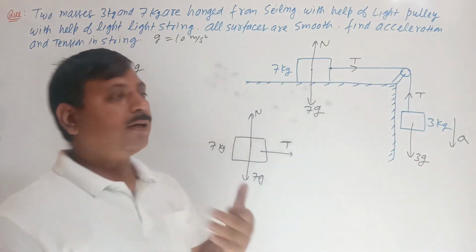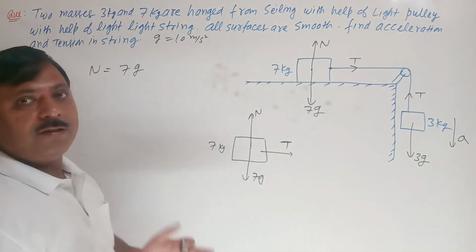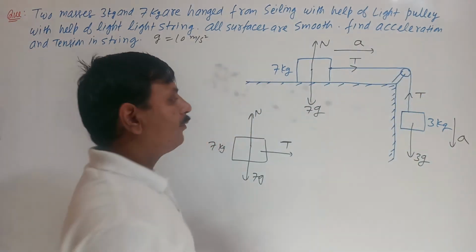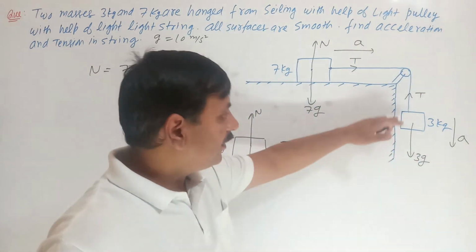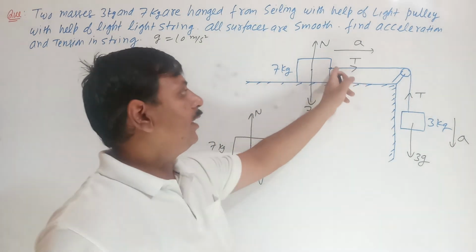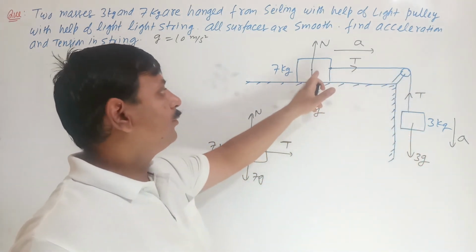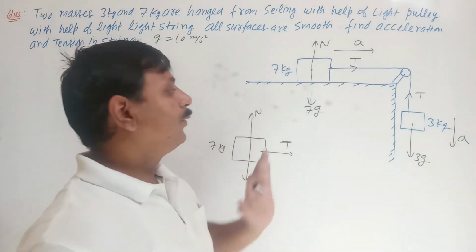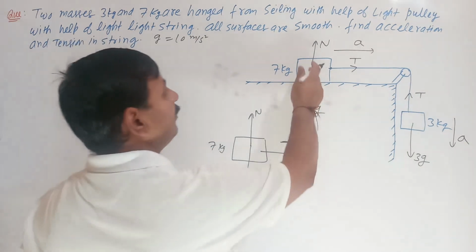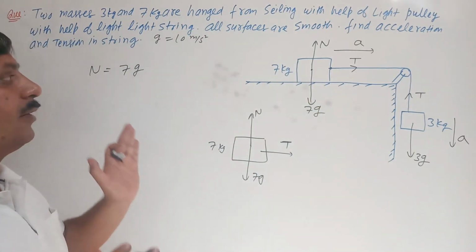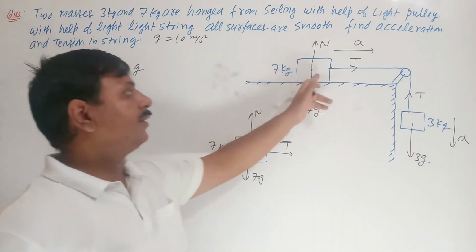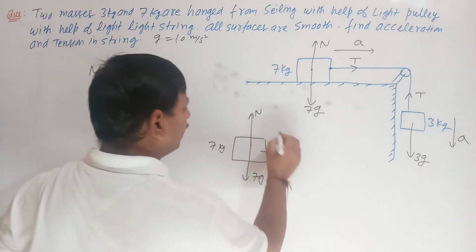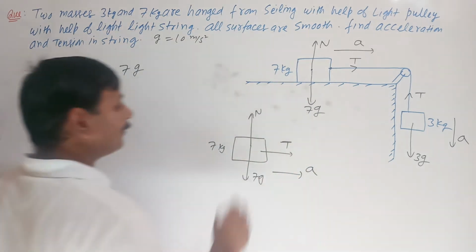So by the constraint principle, the same string will be there. What will be the displacement? The 3 kg goes downward, and the same displacement will be there, since an inextensible string is attached to the 7 kg, towards the right hand side. So the same acceleration will be produced in the 7 kg. The magnitude of acceleration will be the same, only the direction is along the horizontal here and along the vertical there. So here the acceleration of this body is a.